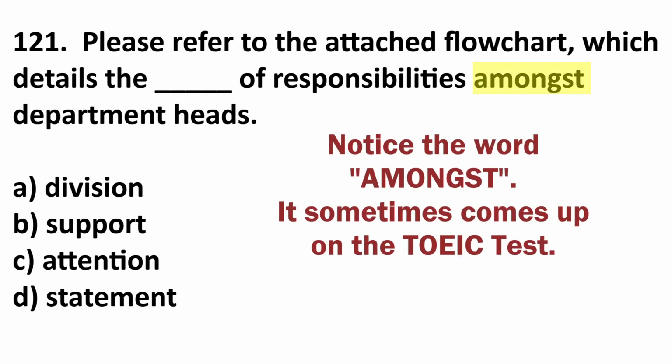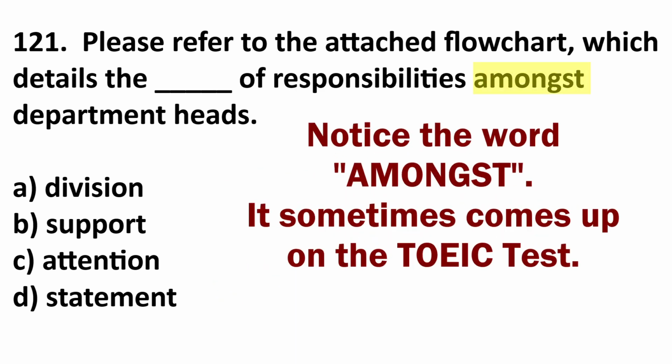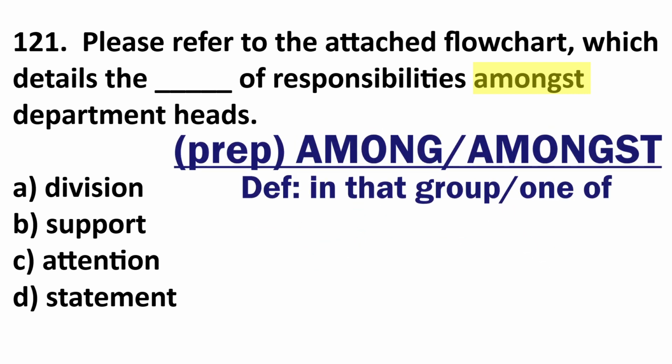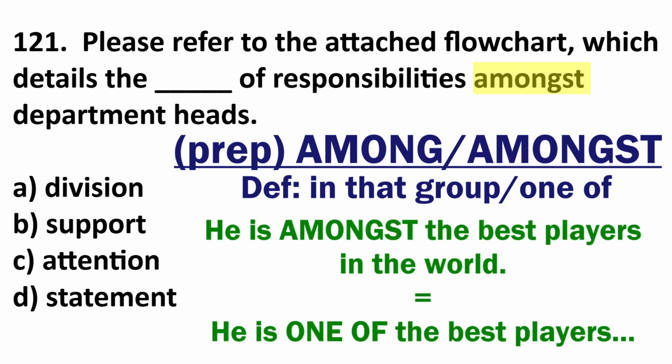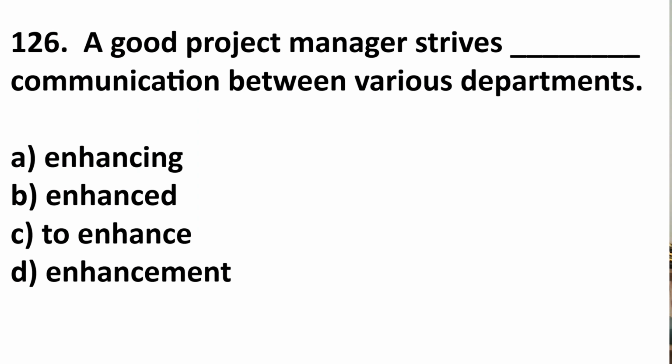Now, a little note, you see the preposition amongst. It says amongst department heads. Amongst or among are the same. It means in that group or one of. An example, he is amongst the best players in the world. So he is one of the best players in the world. All right, so let's go to 126.